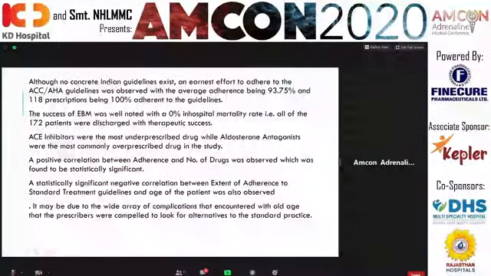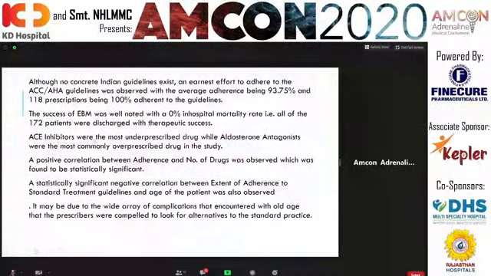Now, although no concrete Indian guidelines exist, we checked the prescription patterns against the ACC/AHA guidelines, and we observed that the average adherence was 93.75%, which is a very high level of adherence. The success of this evidence-based medicine was well noted, with 0% in-hospital mortality, as in no patient passed away. All patients were treated successfully and discharged with therapeutic success.